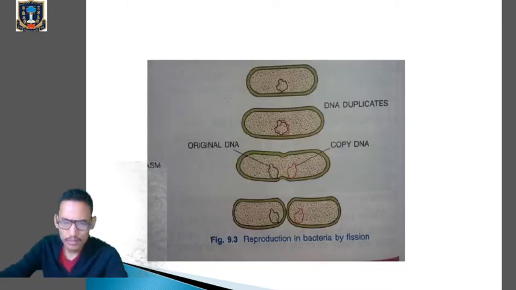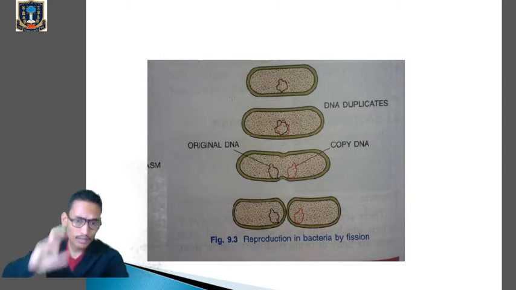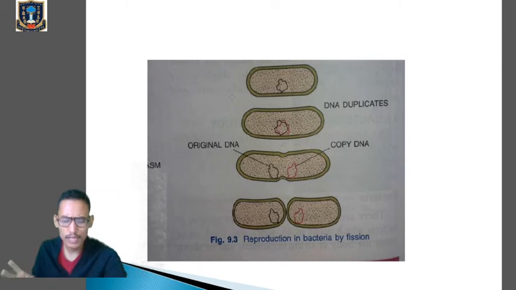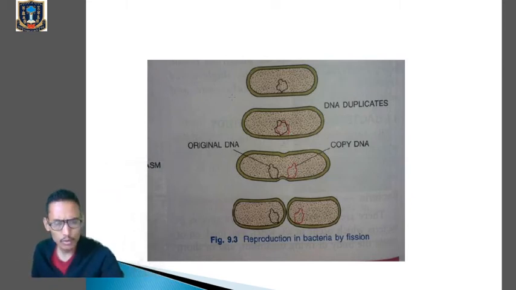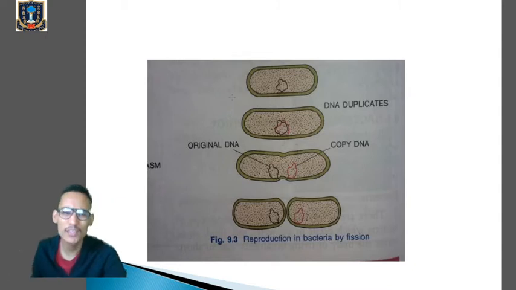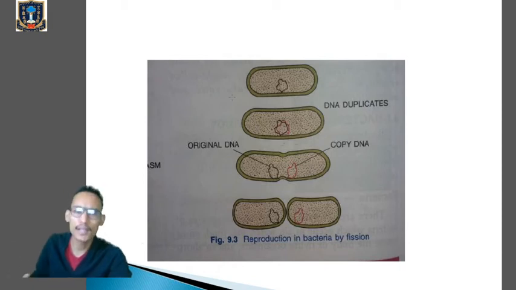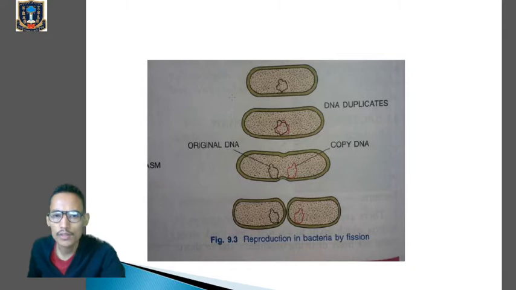Then nutrition: we have the heterotrophic mode of nutrition, because they are not able to prepare their own food by themselves. Under the heterotrophic mode of nutrition, we have two types, saprotrophic and parasitic. Saprotrophic bacteria obtain their food materials from dead and decaying organisms. And parasitic bacteria obtain their nourishment, the food particles, from other living organisms, which are known as the host.